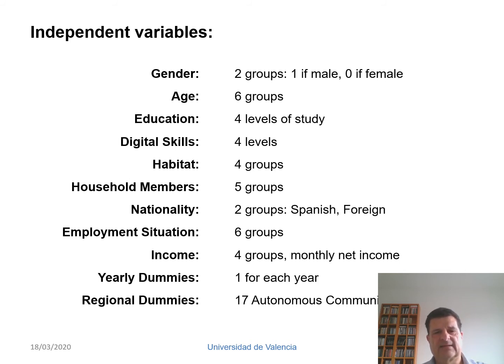The data is gathered from the National Institute of Statistics, and there is a lot of transformations involved because the levels of study are more than 4, and then the income comes in euros, and we have to put it into 4 different groups, and all these variables need a lot of transformation until being useful for the numerical modeling that we are using here.